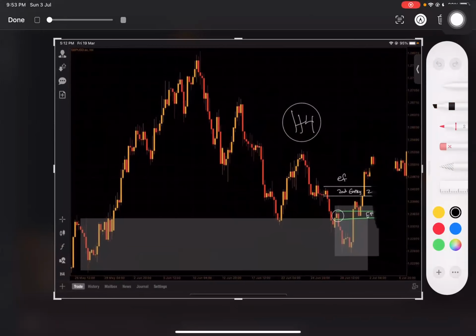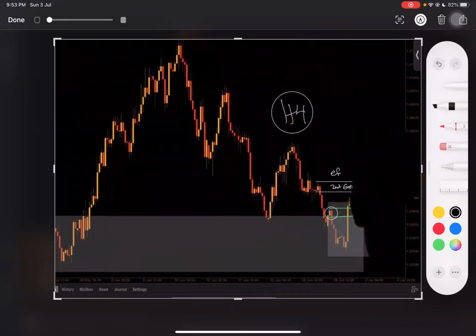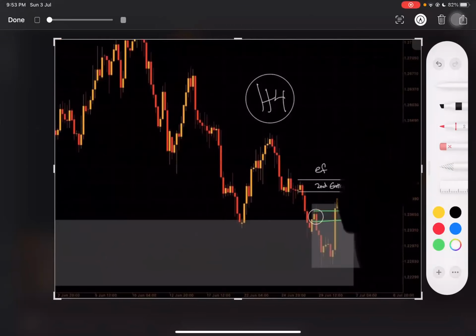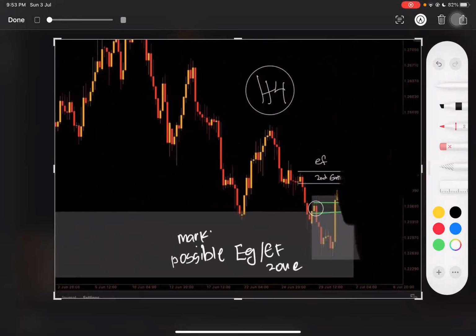And obviously, what's going to happen? What should I do next? Obviously, price is not complete yet. So what you need to do is find the same thing. You just need to mark possible engulfing or engulfing fail zone. That's all.